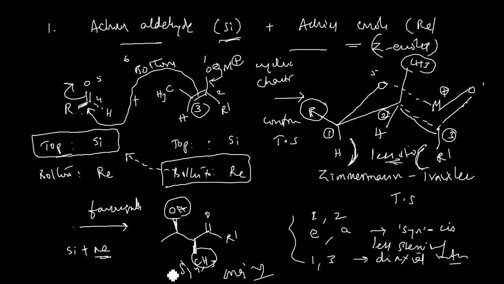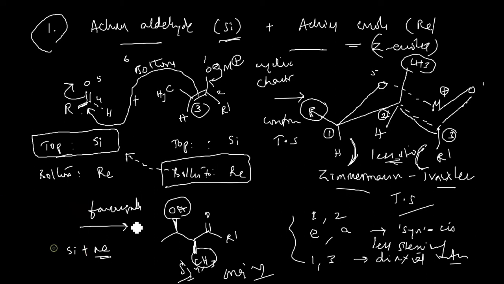What is the reason here? Because the 1,3-diaxial interactions here have less steric repulsions. That's why this transition state is more favorable towards the formation of the syn product. Okay, this is all about the first one, that is the achiral aldehyde Si and achiral enolate Re combination.